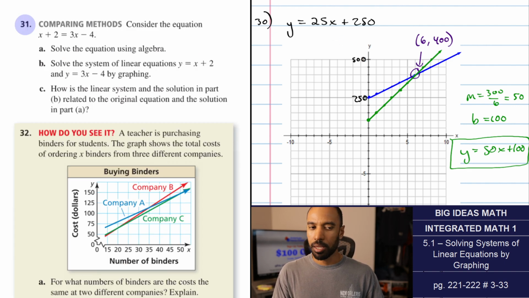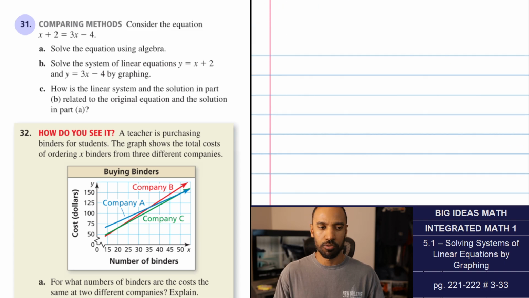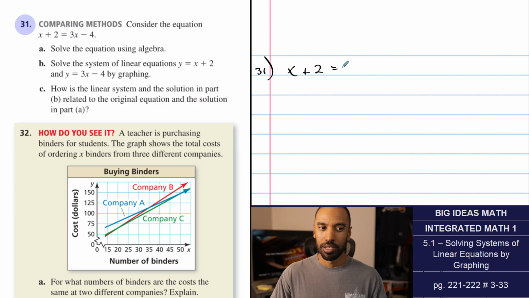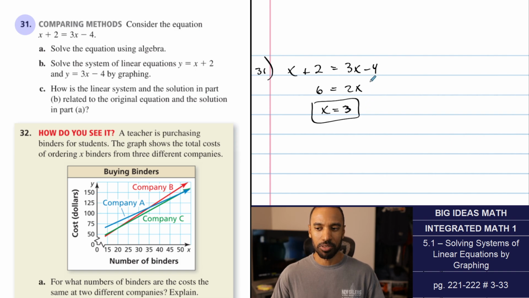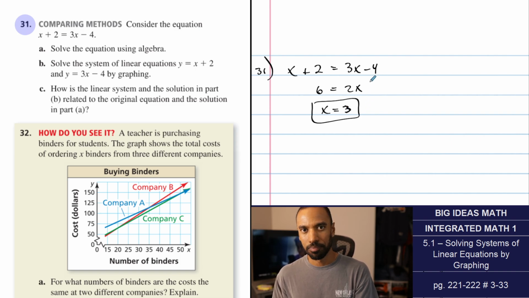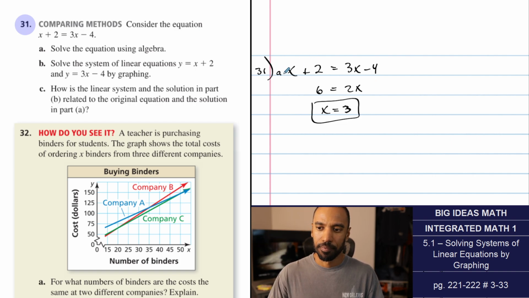Okay, number 31, comparing methods. It says, consider the equation x plus 2 equals 3x minus 4. It says, solve the equation using algebra. Fair enough. And this is where I get to not write any actions. I'm going to subtract x from both sides. I'm going to add 4 to both sides. See how easy that was? I'm going to divide both sides by 2. I get x equals 3. Look how fast I can do that without the other actions in between. I stated what I did. That's the answer. That's part A.